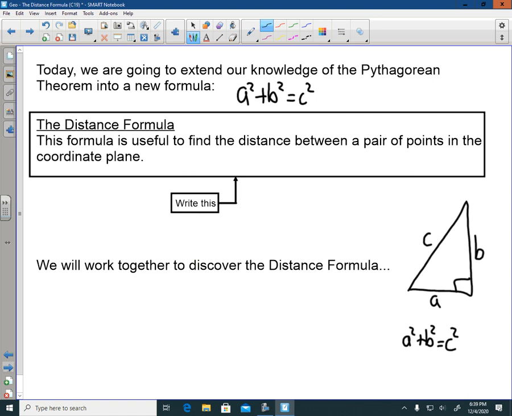It would be useful to have this in your notebook, the distance formula. This formula is useful to find the distance between a pair of points in the coordinate plane. So that's what you should put in your notes. Then put down your pencil once you get done writing that, and just watch me build the distance formula. And then I'll tell you when to pick up your pencil again, okay?